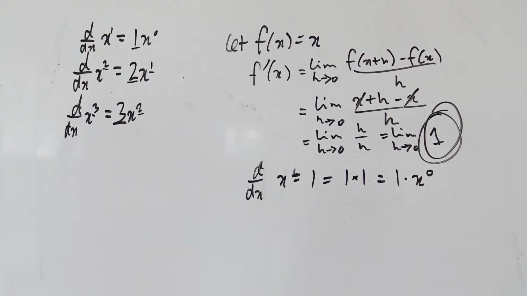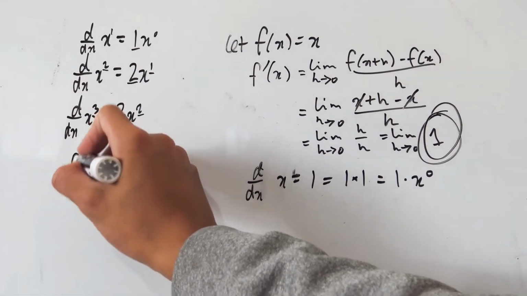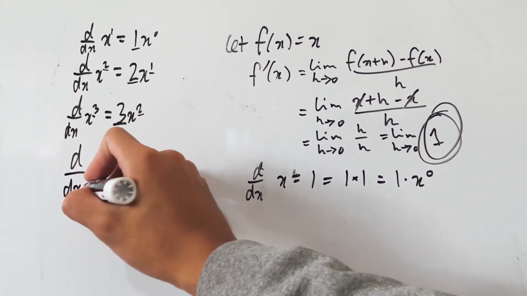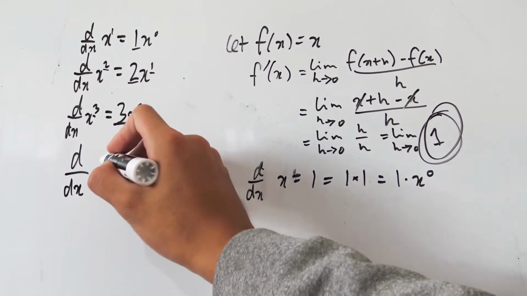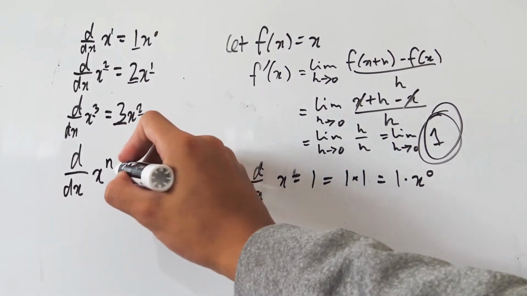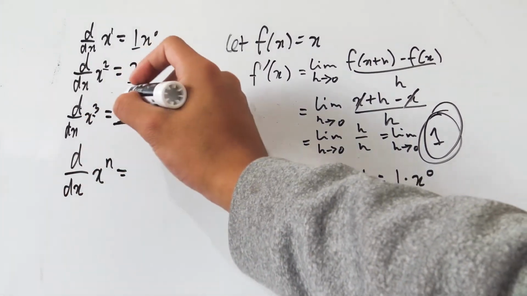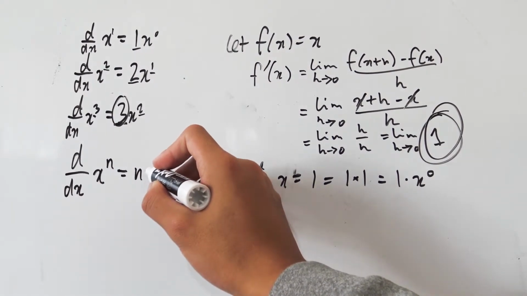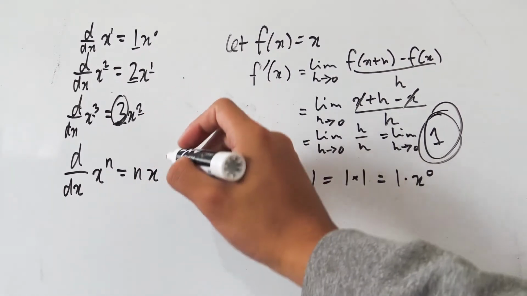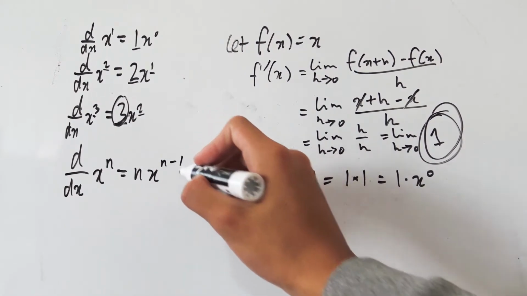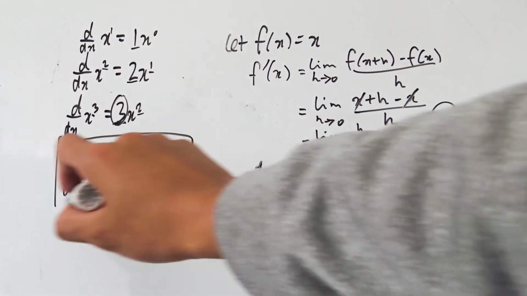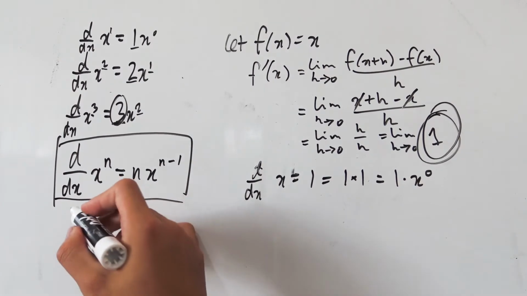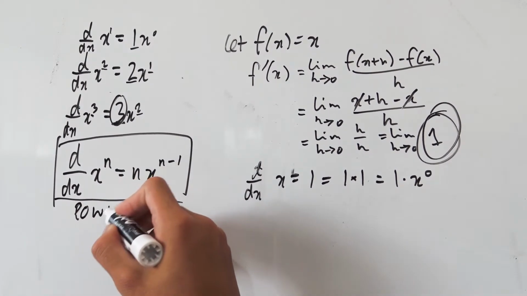So we can generalize a rule for this to say that the derivative of x to any power n is exactly, notice that the power jumps down here to become n, and then we have x, and then the power reduces by 1. And this is what we refer to as the power rule for the derivative.